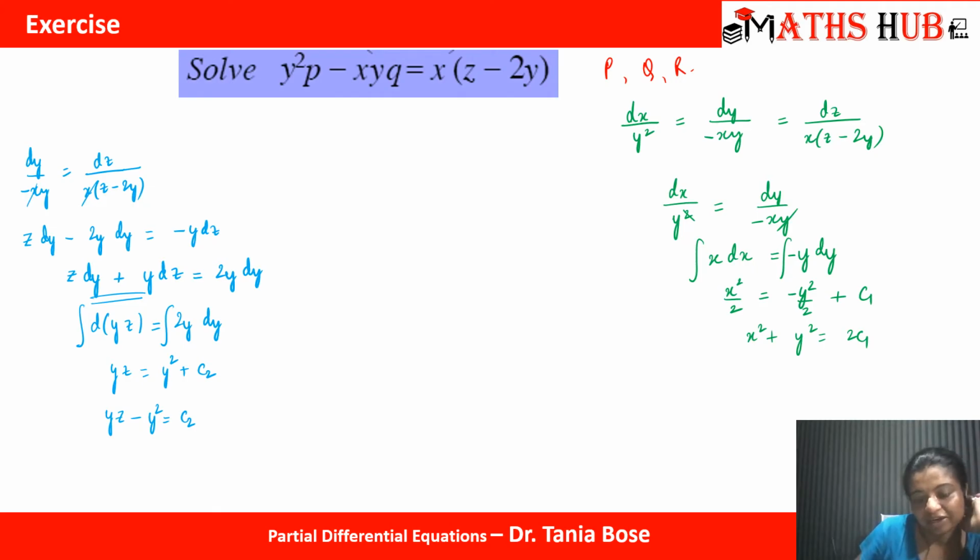So what is the final answer then? We will put these two solutions together. So we have x square plus y square, comma, yz minus y square. This is equal to 0, right?